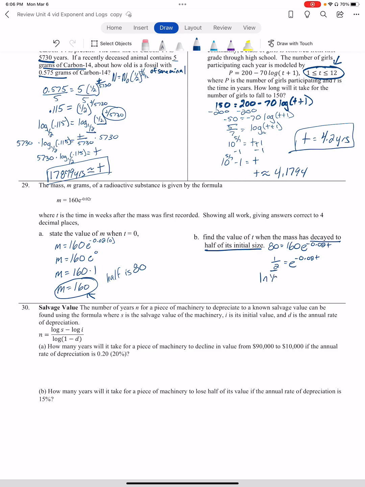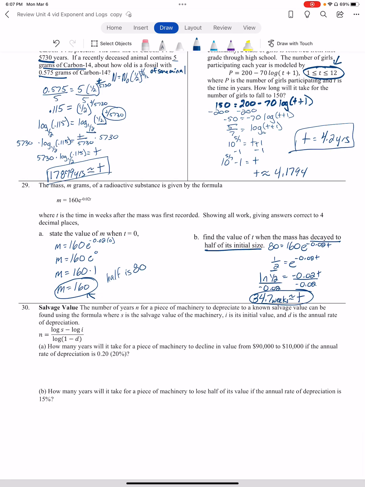Take the natural log of 1/2 is equal to negative 0.02 t, because log base of the same number is just the exponent. Divide by negative 0.02, divide by negative 0.02, and t is approximately, put all of that in your calculator, 34.7 weeks. Let me know if you get something different, because that's what I've gotten twice.